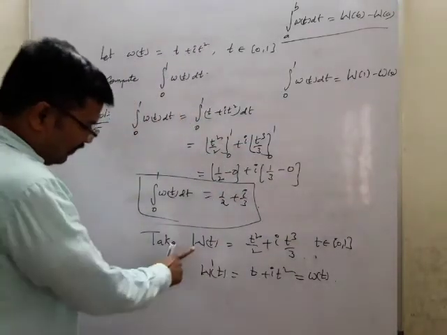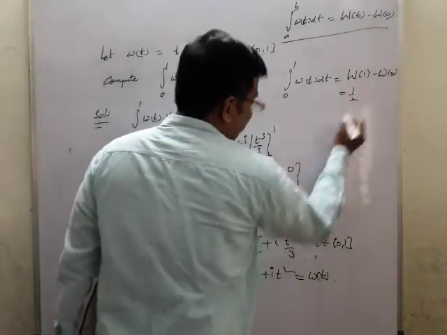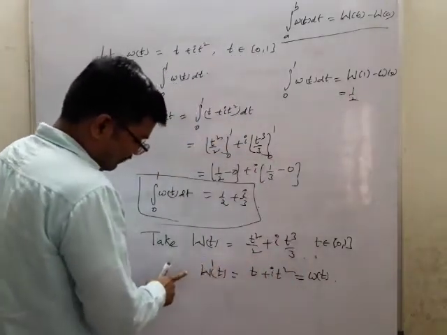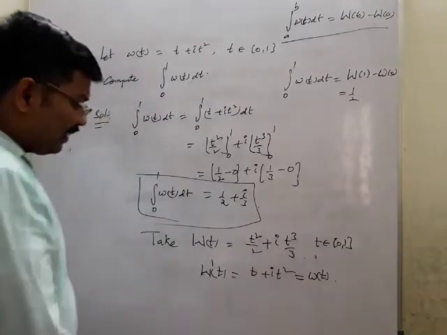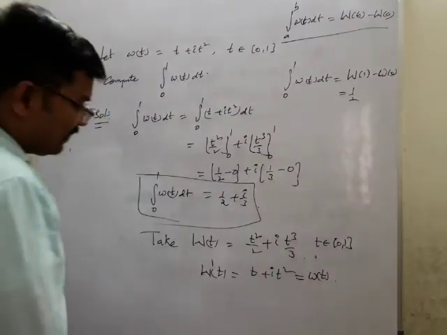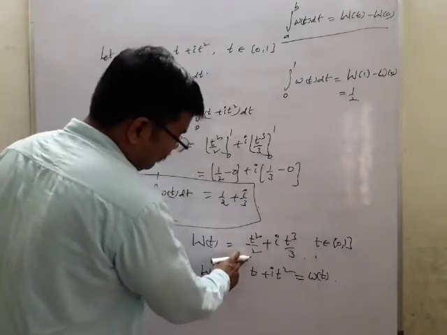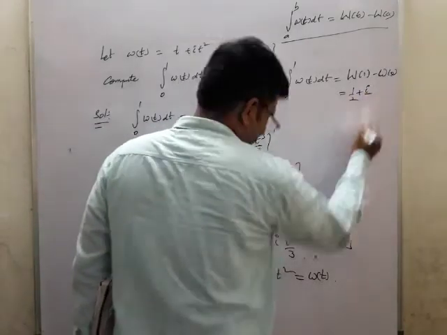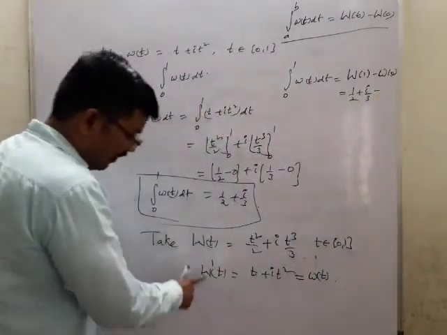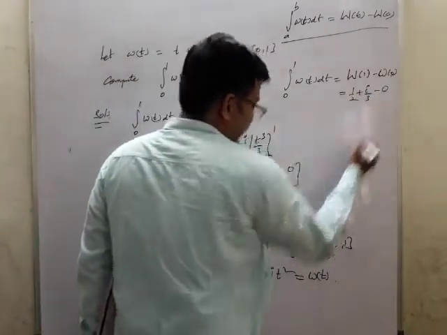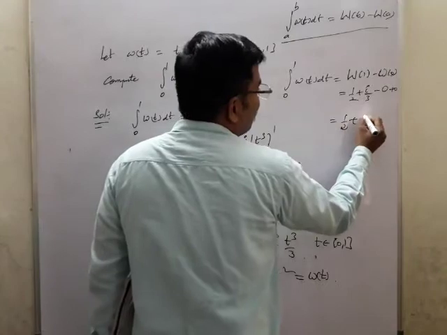What is W of 1? W of 1 means you have to substitute here. So this will be 1 by 2 plus i by 3. This is W of 1 minus W of 0. W of 0 is 0 by 2, 0 only, that is also 0. So total you got 1 by 2 plus i by 3.